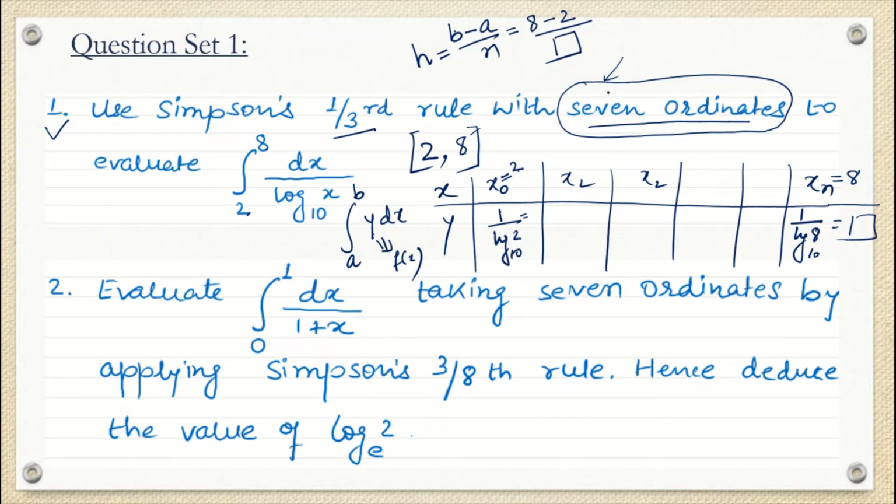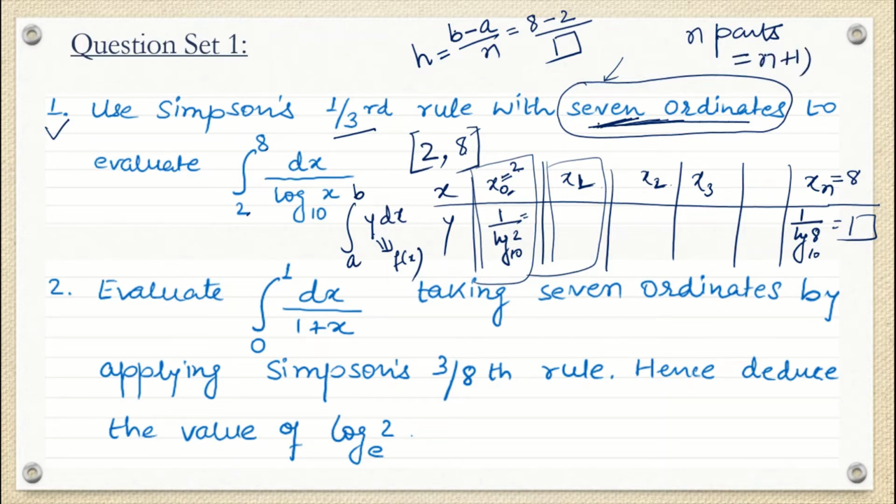They have said to use Simpson's 1/3 rule with 7 ordinates. What is an ordinate? This ordinate tells us how many values of x will be present here. So that means x0, x1, x2, it will go till 7 ordinates. So this is your very first ordinate, this is your second ordinate. To have 7 ordinates, you must be having 6 parts. Fine, that means, if n parts are there in between the interval, that shows that n plus 1 ordinates will be there.